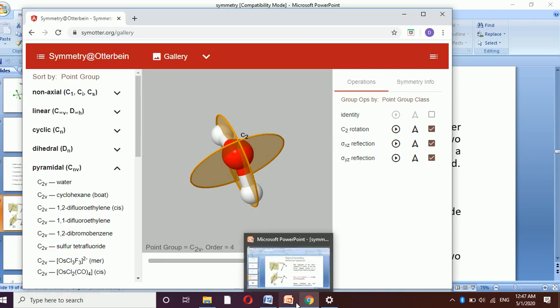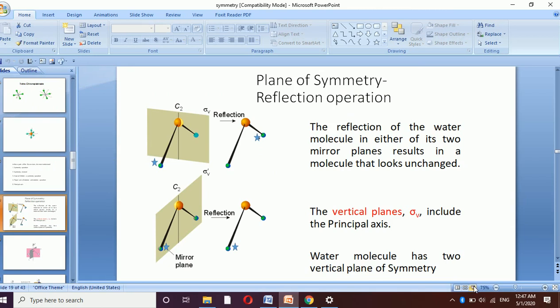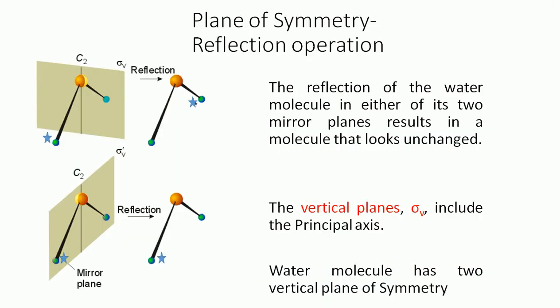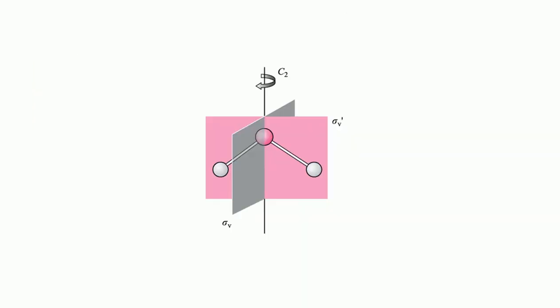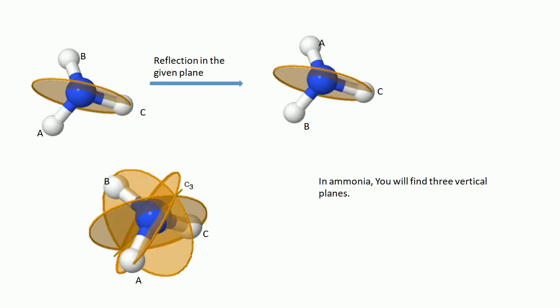Such planes are called vertical planes of symmetry, represented by the symbol sigma v. Sigma v's are the vertical planes which include the principal axis. So the water molecule has two vertical planes of symmetry. This is the same thing represented here.